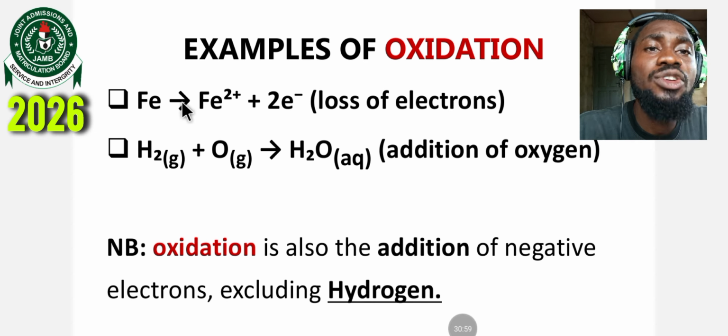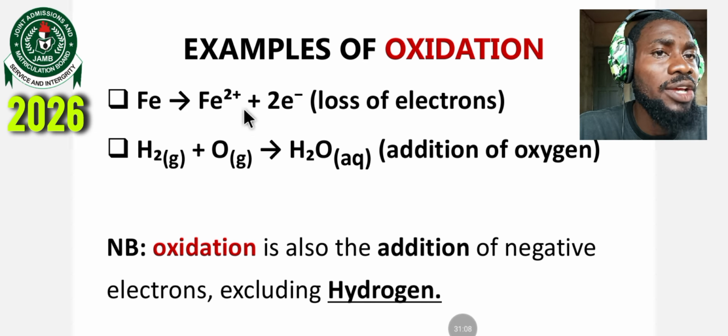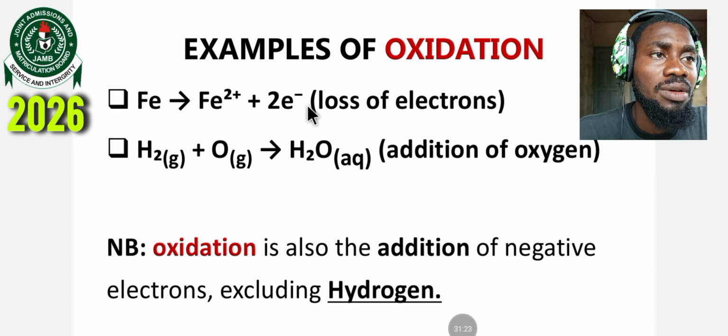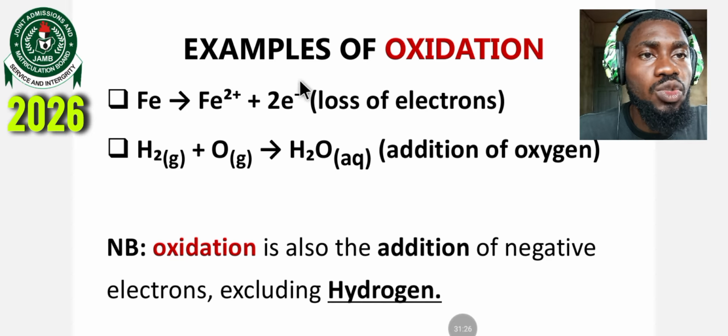The first oxidation example we have here is iron. Iron loses 2 electrons to form what? Iron 2 ion. This 2 you are seeing here signifies the electron loss. This e you are seeing here signifies electron. Then this minus you are seeing here means something left: loss, minus, loss, left.